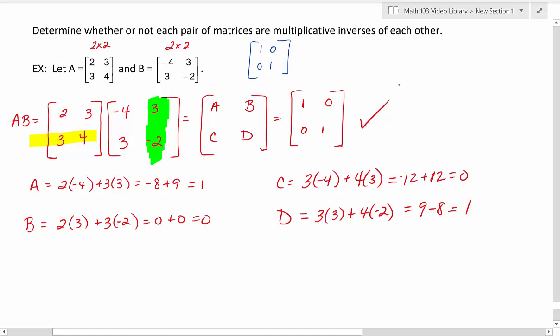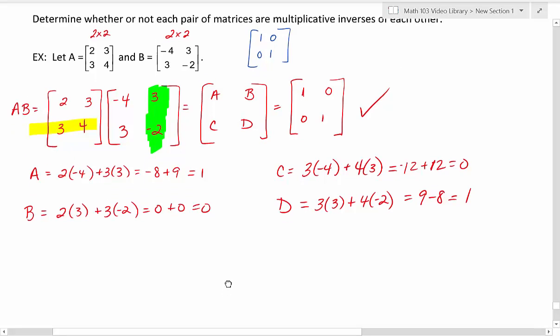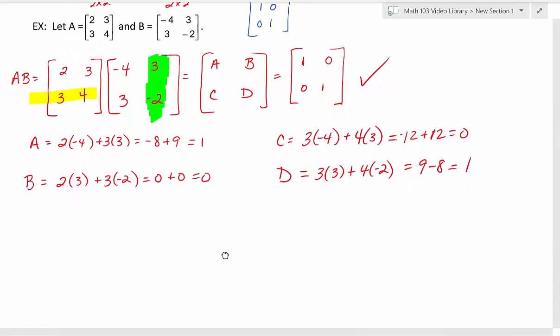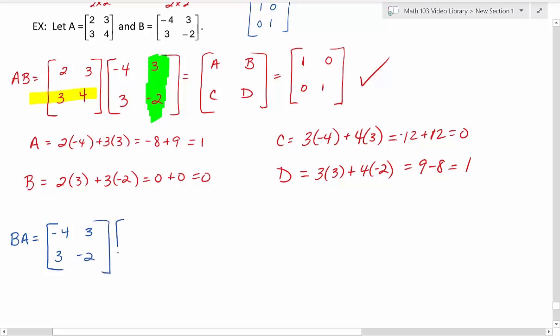Now we need to check B times A and see if we get the identity matrix when we perform that multiplication. Be sure that matrix B is written on the left and matrix A on the right. A 2 by 2 times a 2 by 2 is going to give us a 2 by 2.